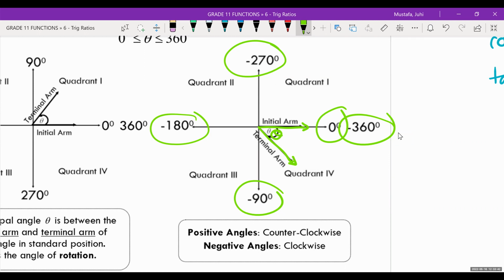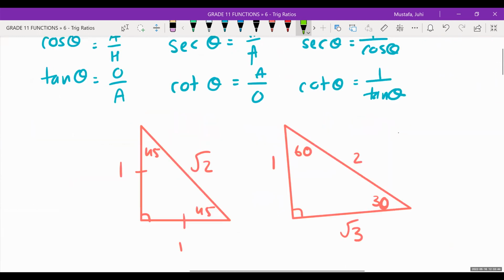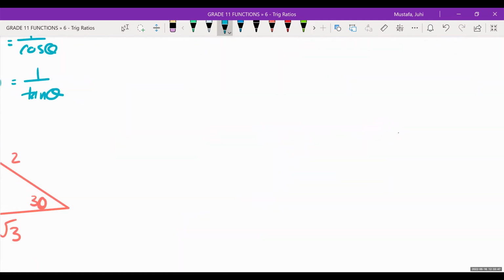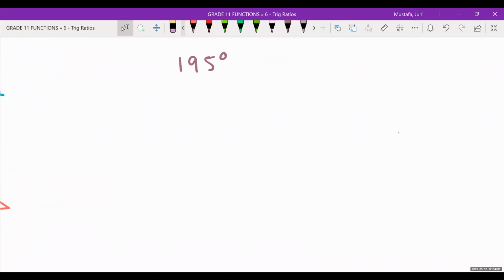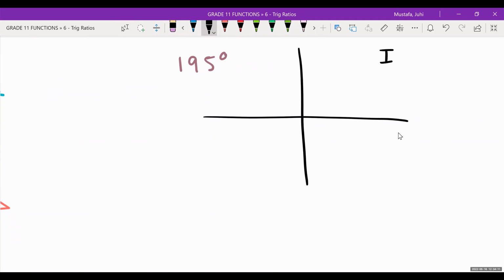Somewhere on your sheet, because I know I didn't give you a lot of room, let's practice doing an example of that. Let's say I said, draw 195 degrees. It's just a sketch. The first thing we would do is draw our XY plane. We would remember that this is quadrant 1, quadrant 2, quadrant 3, and quadrant 4.